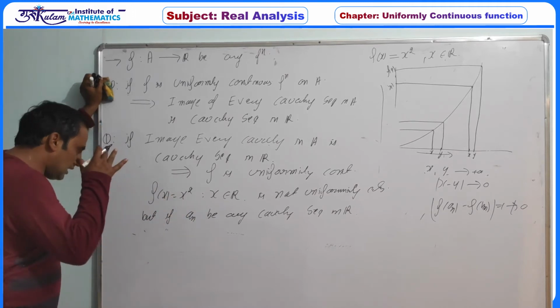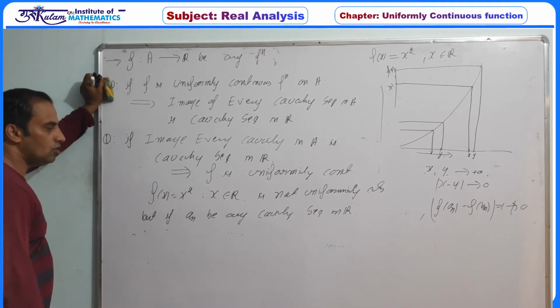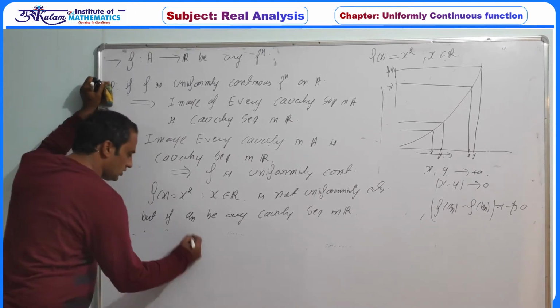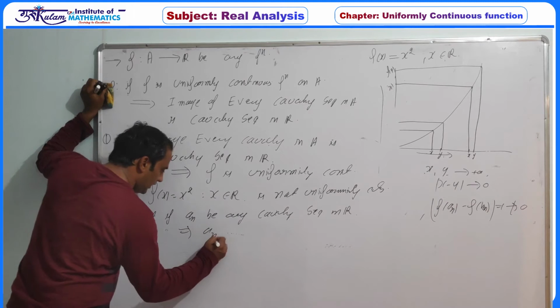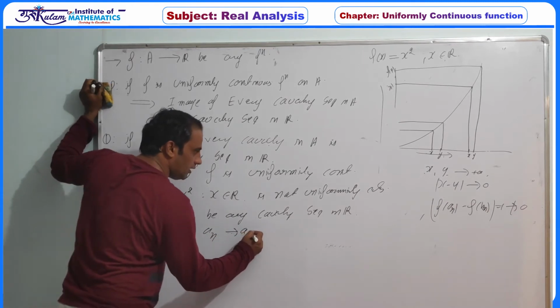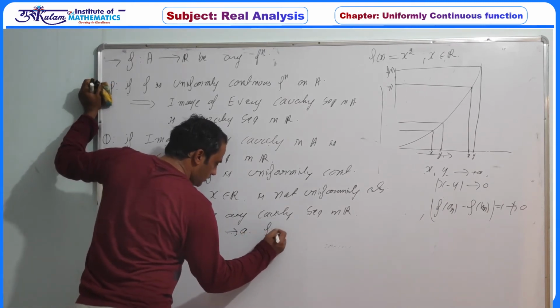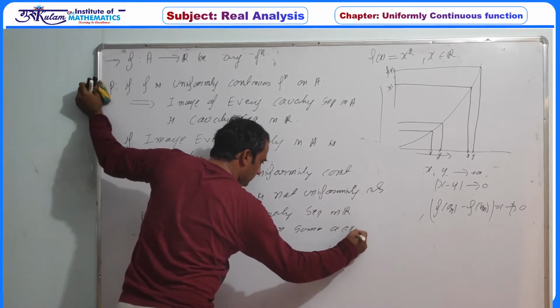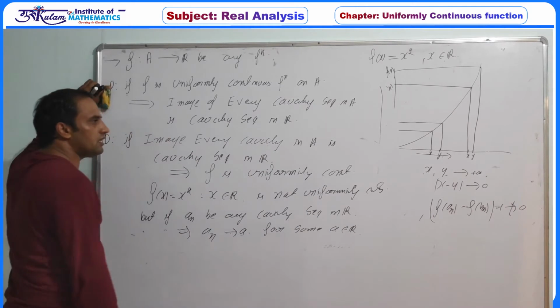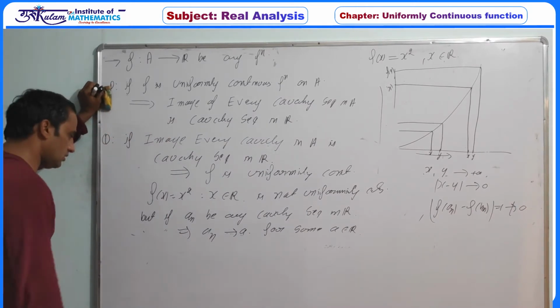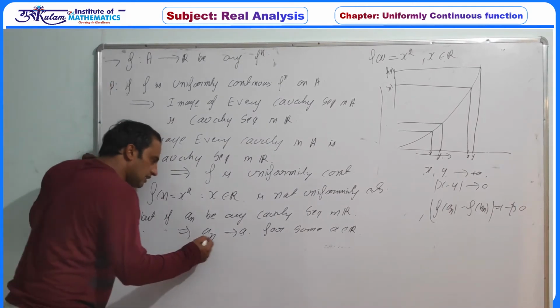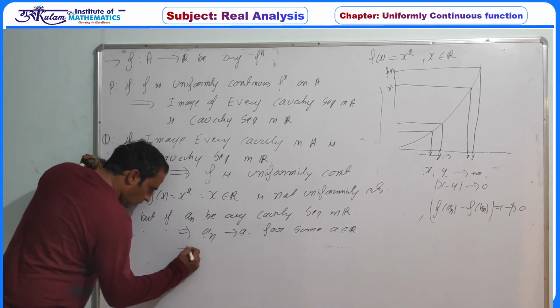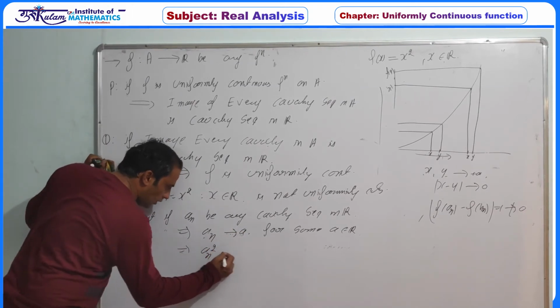Since the real line is a complete space, every Cauchy sequence is convergent, and every convergent sequence is Cauchy. So this implies AN converges to A for some A belongs to R, since every Cauchy sequence in the real line is a convergent sequence. Now AN converges to A, so the product of two sequences is also convergent.